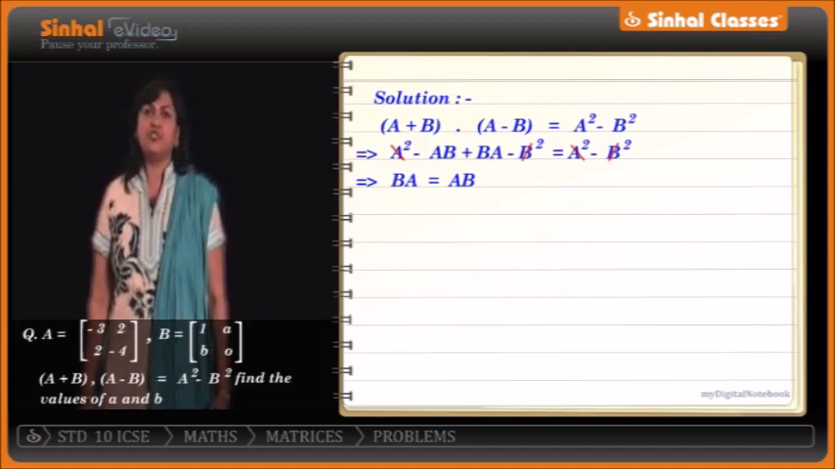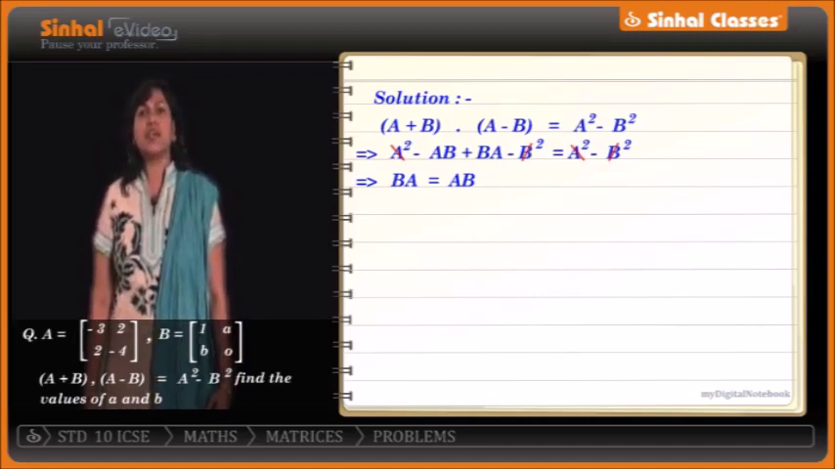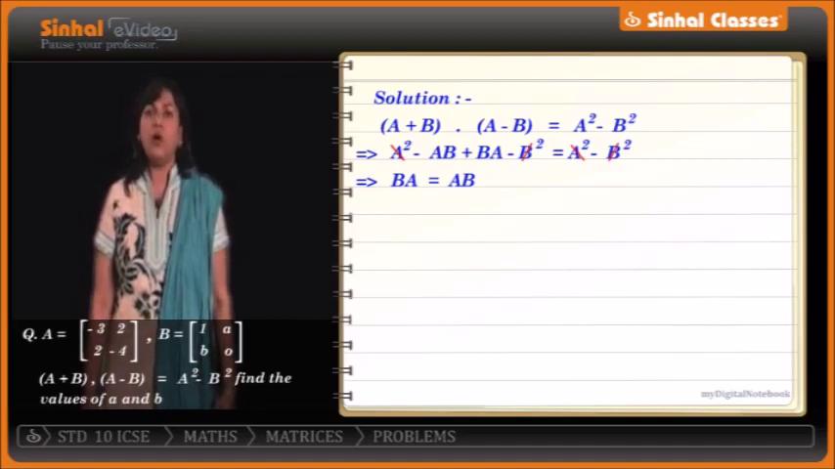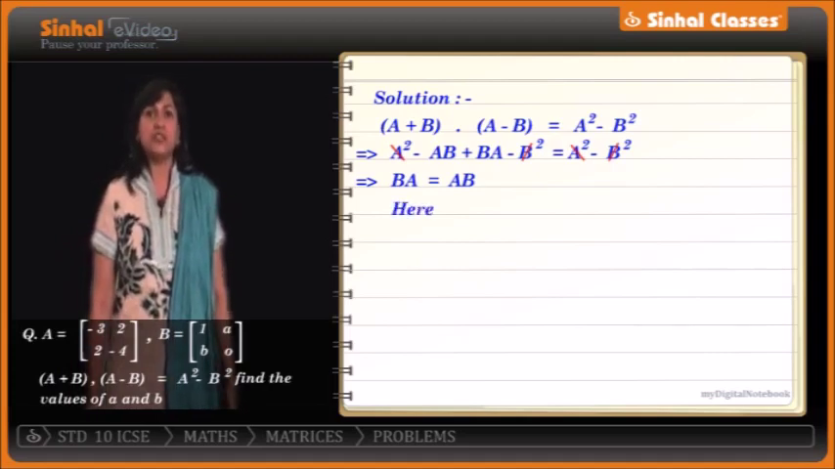No, this is not true in general, but in this particular case it is true, because here we are given that A plus B into A minus B is equal to A square minus B square. Though this is an algebraic identity, in matrices this identity is not always true, but in this particular case it is true. And the same way it applies for all other algebraic identities. They are not true in matrices all the time. Now let's see what we are going to do. We have BA equals AB.